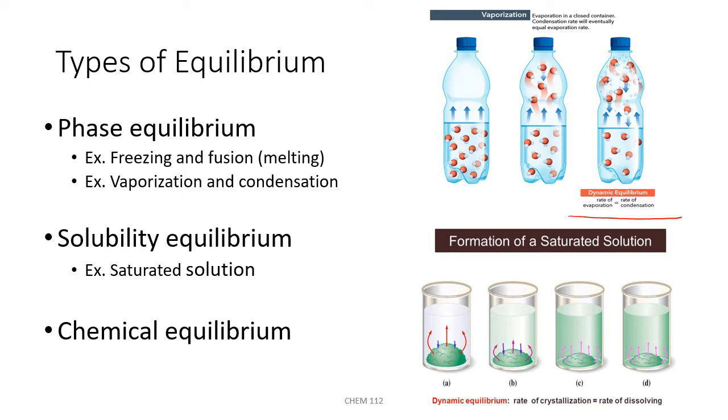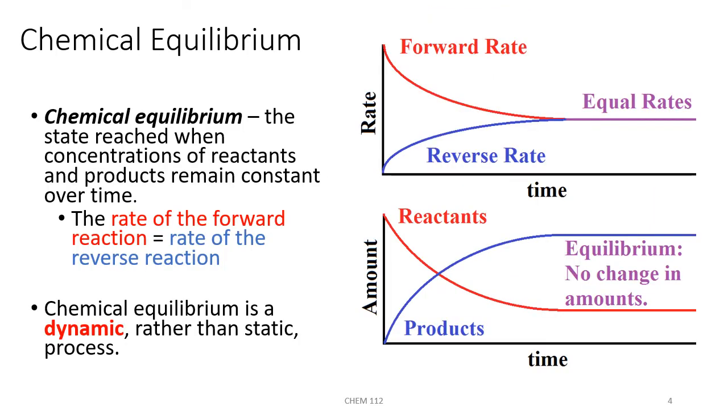Another type of equilibrium we've briefly discussed is solubility equilibria. If we have a saturated solution, that means that the rate of crystallization is equal to the rate of the dissolving reaction. In this chapter, our main focus is going to be on chemical equilibrium. A chemical reaction has reached equilibrium when the concentrations of the reactants and the products remain constant over time. Or in other words, the rate of the forward reaction will equal the rate of the reverse reaction.